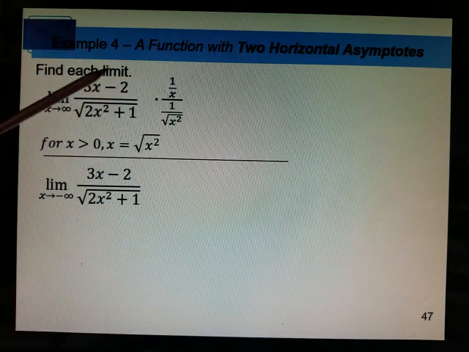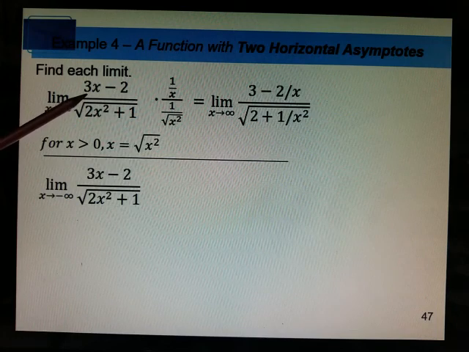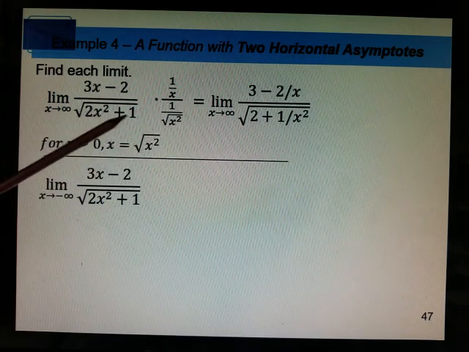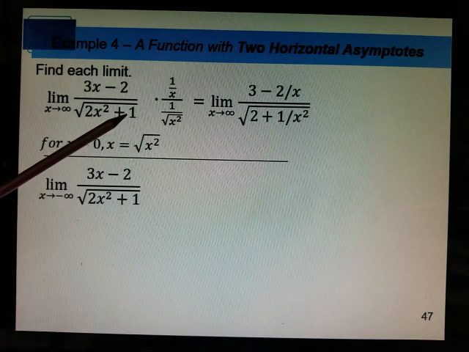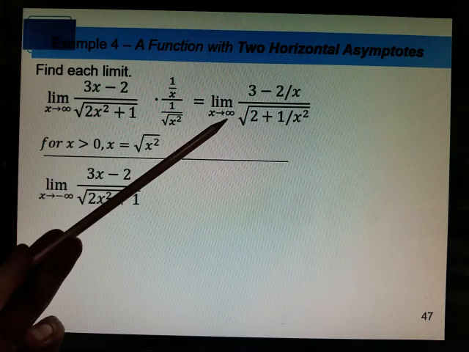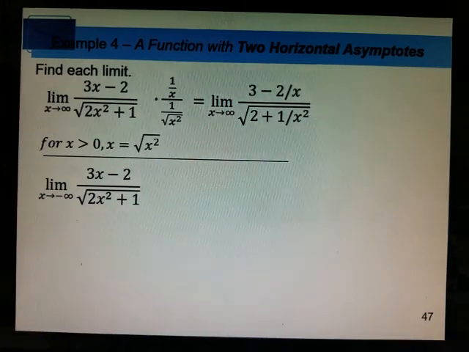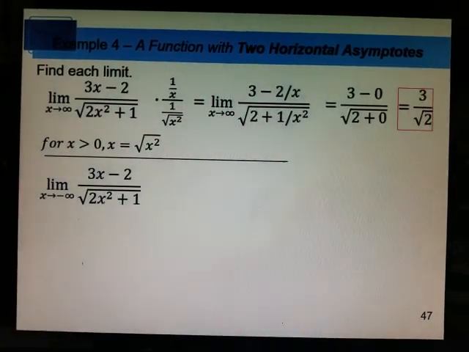So I take that 1 over x with each of these terms. That's 3 and 2 over x. I take this 1 over square root of x squared with each of these terms as well. So 2 and then 1 over x squared. Now the limit as x goes to infinity, that's 0. That is 0. So I get 3 over the square root of 2. And that's my horizontal asymptote also. y equals 3 over the square root of 2.